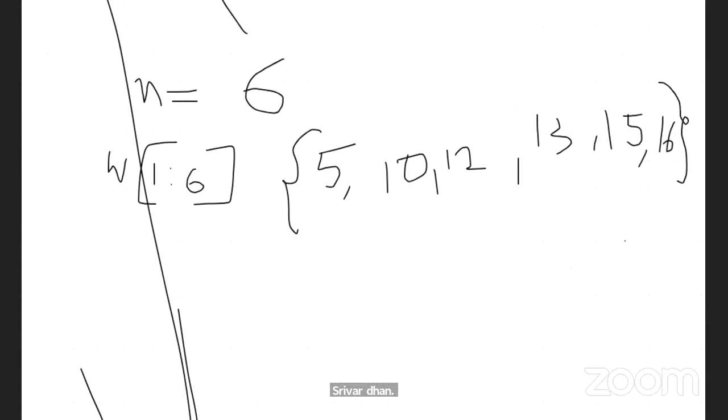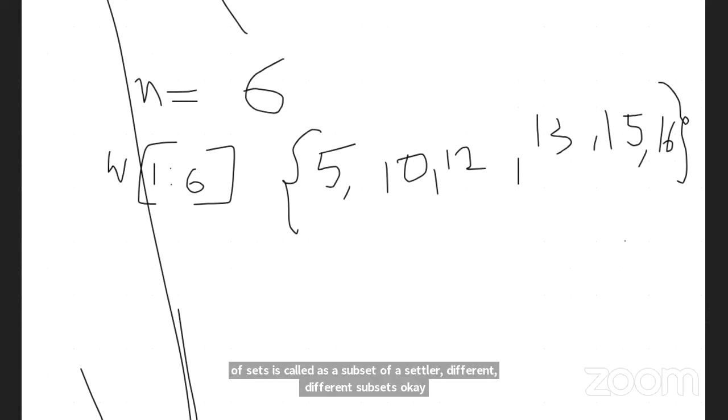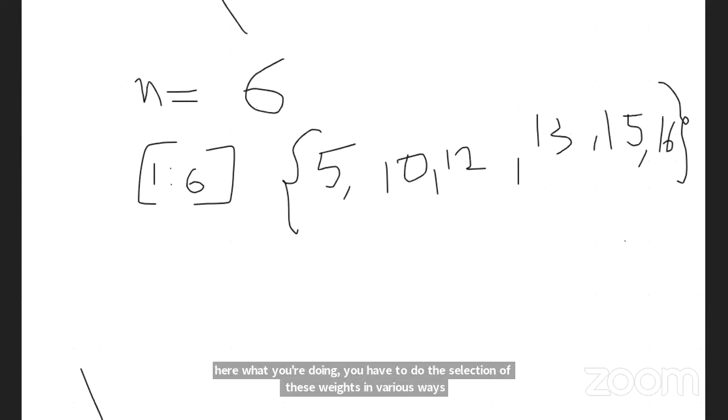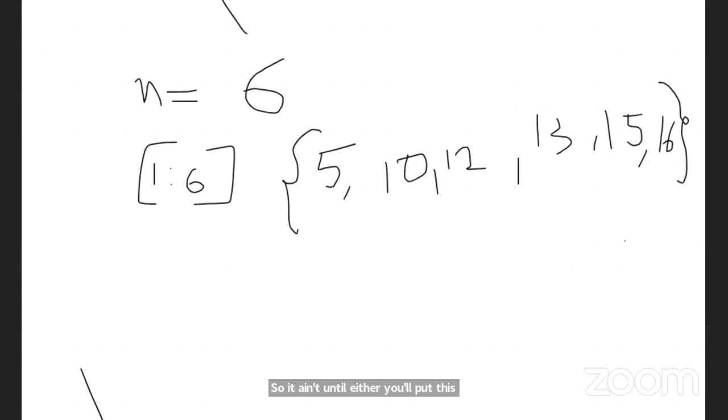So we have to take the subset. What is a subset? Sum of sets is called a subset. In one set there are different subsets. That is called the sum of subsets problem. Right? So here what you are doing, you have to do the selection of these weights in various ways. Either you will put this object in the bag completely or you do not put it completely. Clear? So how will you put it?